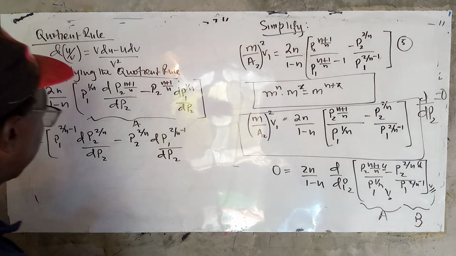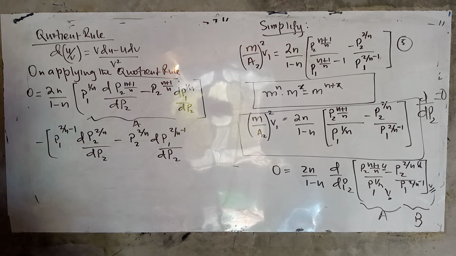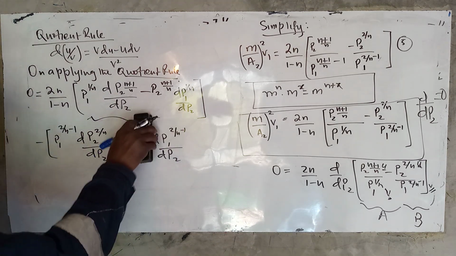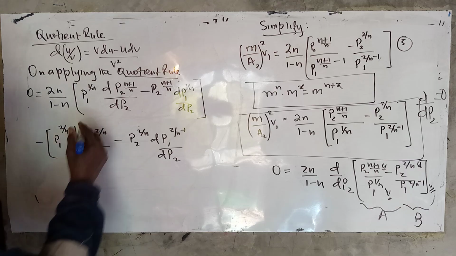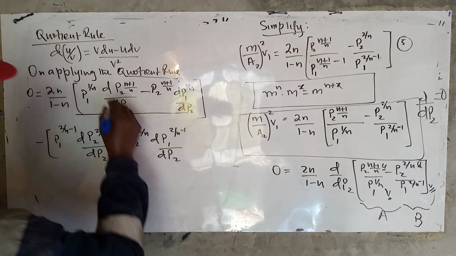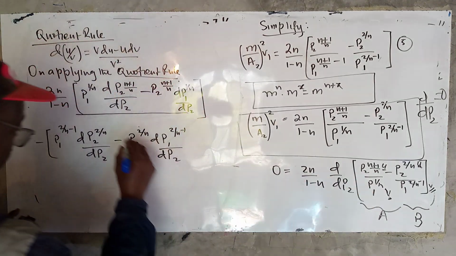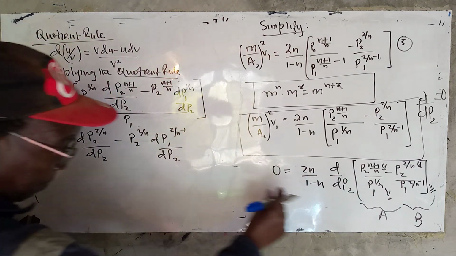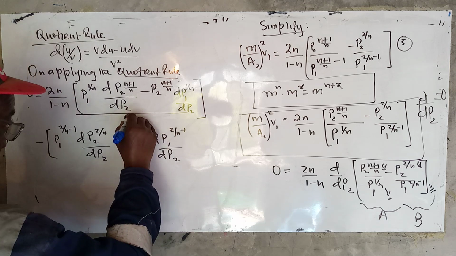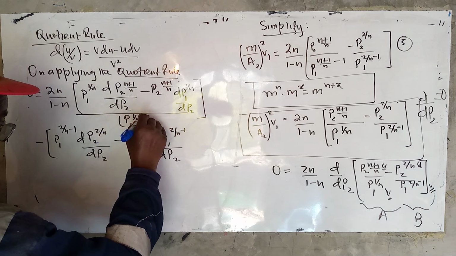But remember, we have forgotten something. We have not put the v squared, so we need to have our v squared here. Let's not forget that. We have our v squared there for A. What is our v squared? V squared is P1 to the 1 over n, squared.